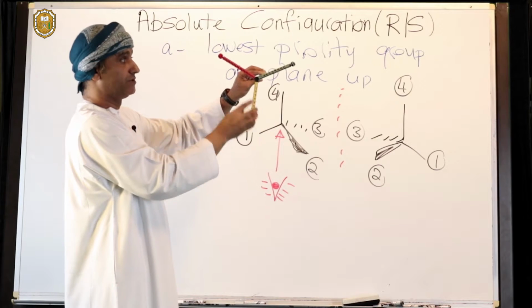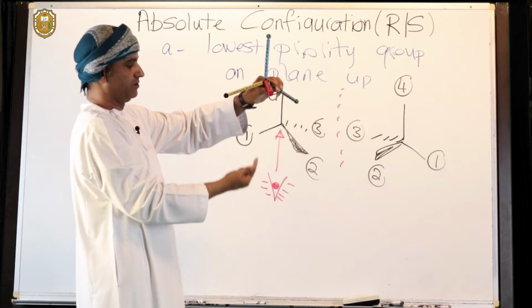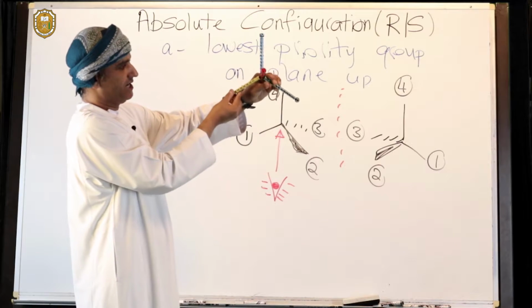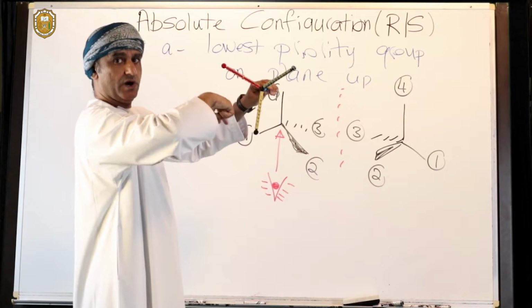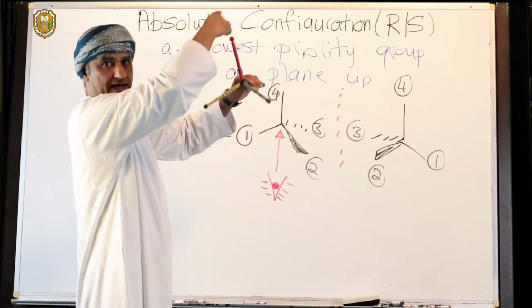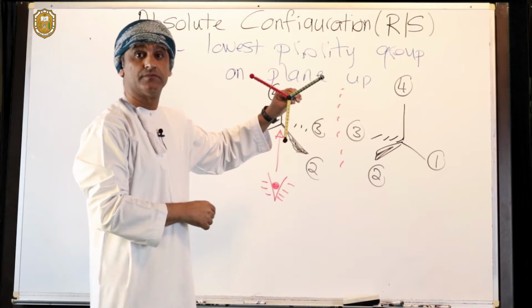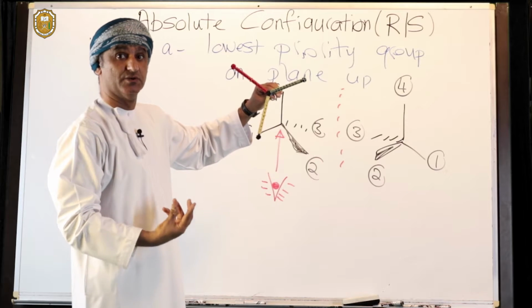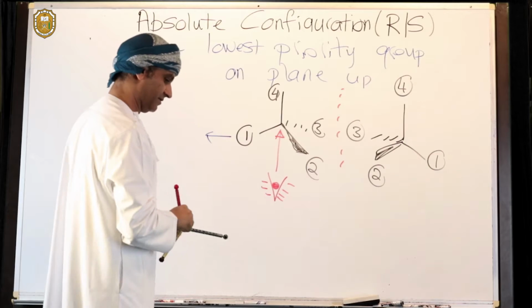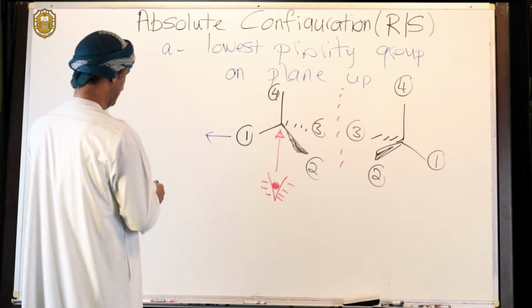So 1, 2, 3. Remember again, that's number 4, that's number 1. You look from here. If you look from here, it is like this basically. So 1, 2, 3, and it is of course a clockwise rotation, and therefore this clockwise rotation is given the descriptor R, and it is R. So this is an R absolute configuration.